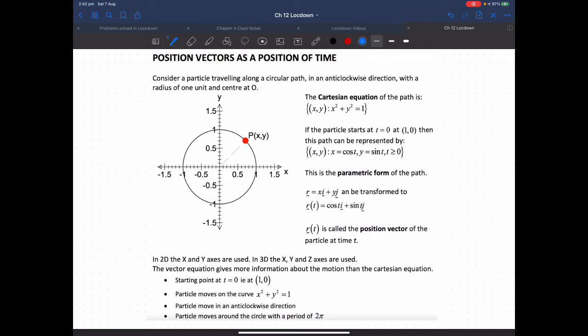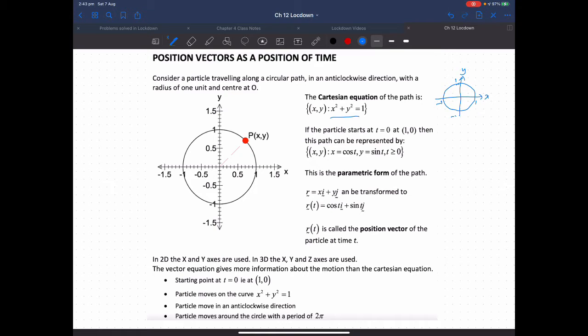So if I gave you a Cartesian equation, x squared plus y squared equals 1, which is the unit circle, the only thing you can really do with that is draw your circle of radius 1. It gives us no more information than the particle is moving on a path of radius 1 around the origin.